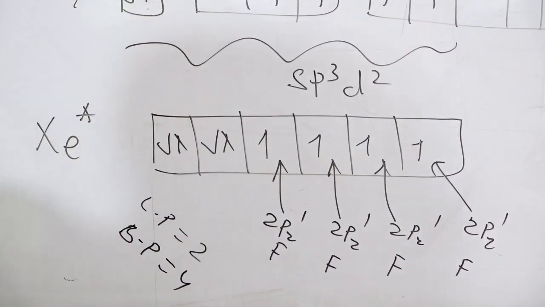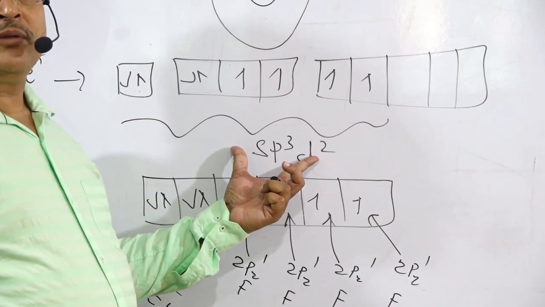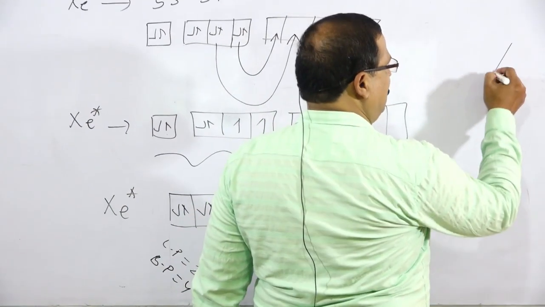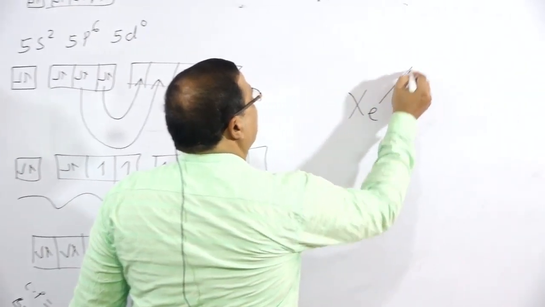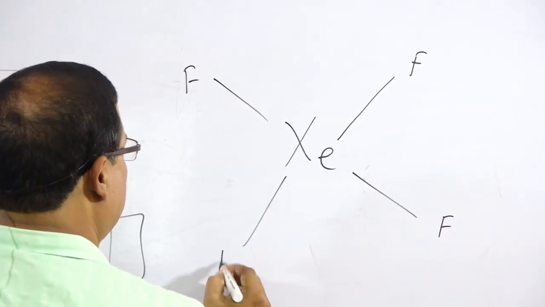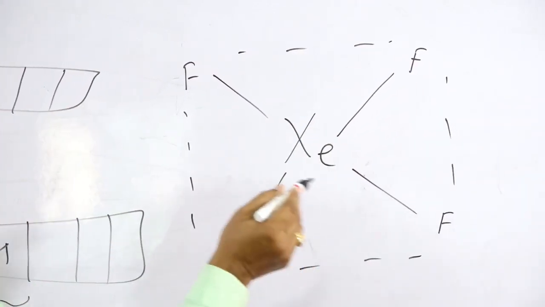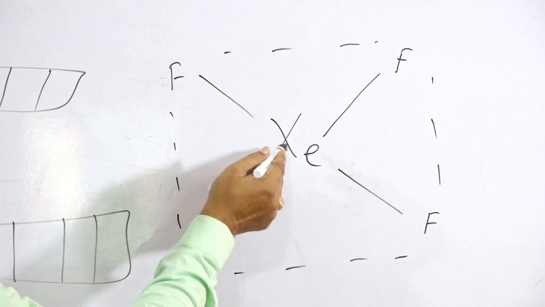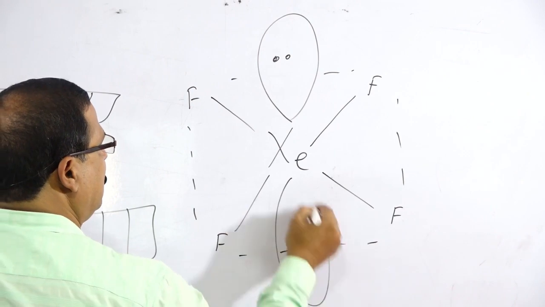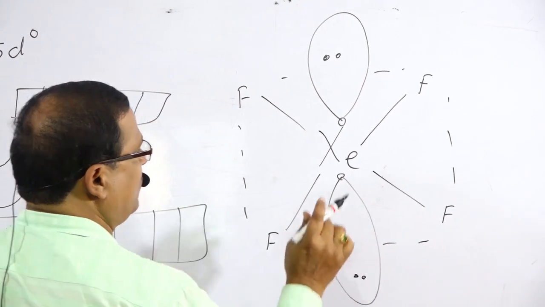According to VSEPR theory, this structure should have octahedral geometry because of sp3d2 hybridization, but actually it is square planar. The xenon atom is at the center, with 4 fluorine atoms directed to the 4 corners, 1 lone pair of electrons, and another lone pair behind the board. A hybrid orbital containing a pair of electrons is known as a lone pair.